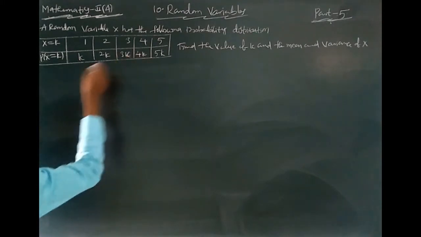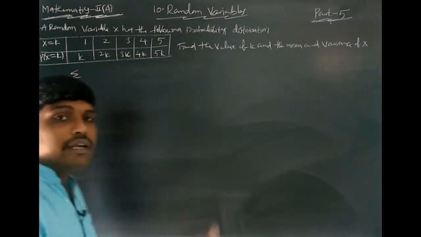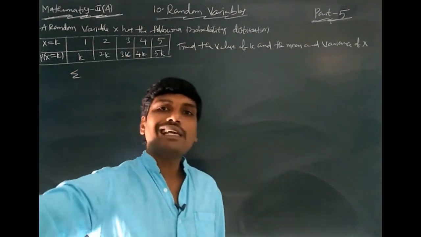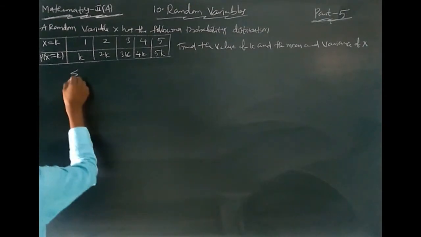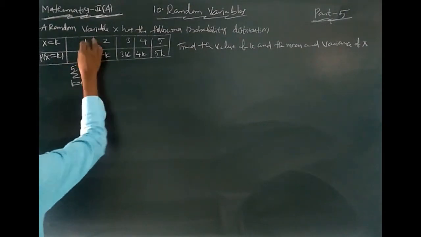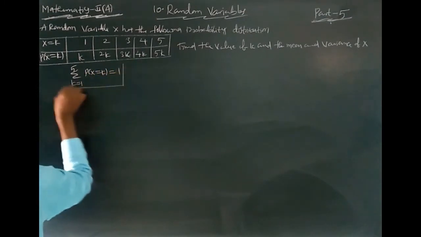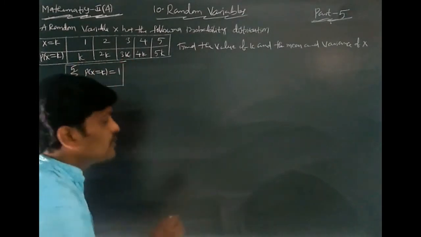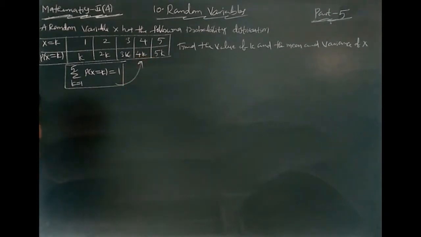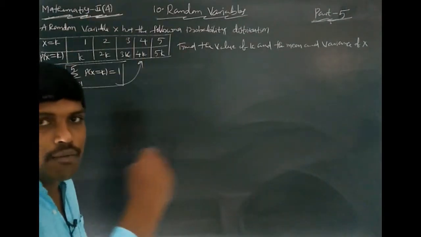First, you can find the value of k in the probability function. Total probability is equal to 1. That's why you can write summation of p of x is equal to k, for k from 1 to 5, is 1. See students, understood or not? First, you can substitute all these values, you get k. First problem is completed.